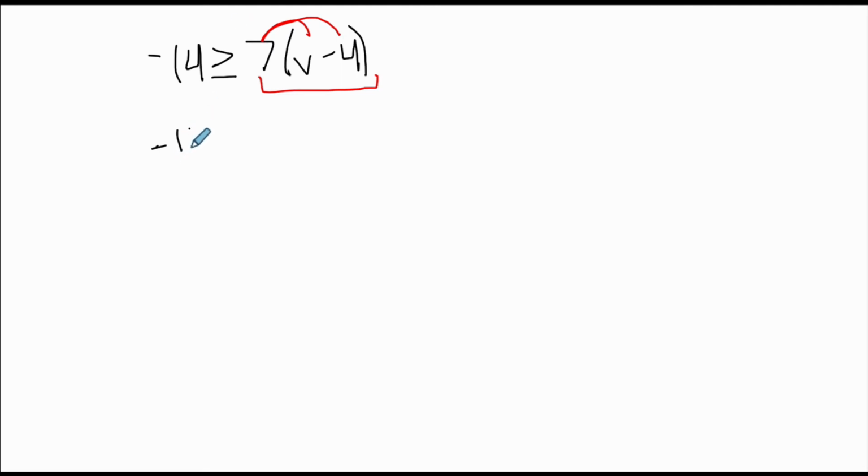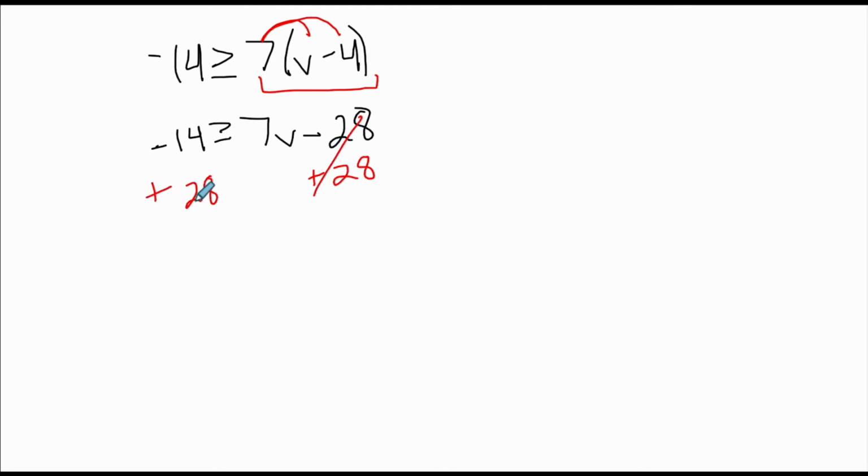For our next example, we've got negative 14 is greater than or equal to 7 times (v minus 4). So again, I'm going to look to distribute first to get rid of the parentheses on this side. So it's going to be 7 times v and 7 times 4. So now my inequality is going to say negative 14 is greater than or equal to 7v minus 28. And then I'm going to add 28 to both sides.